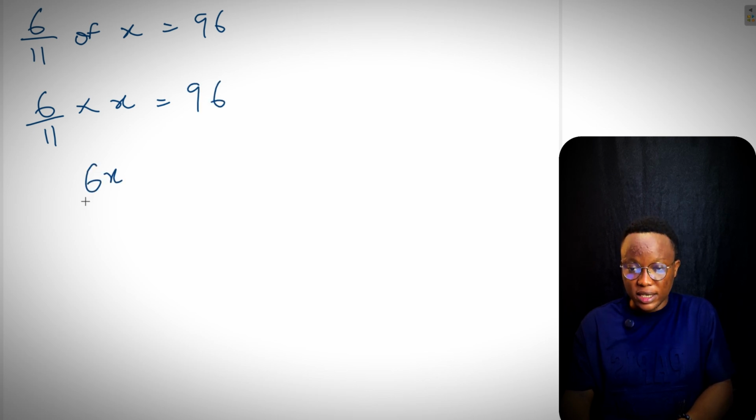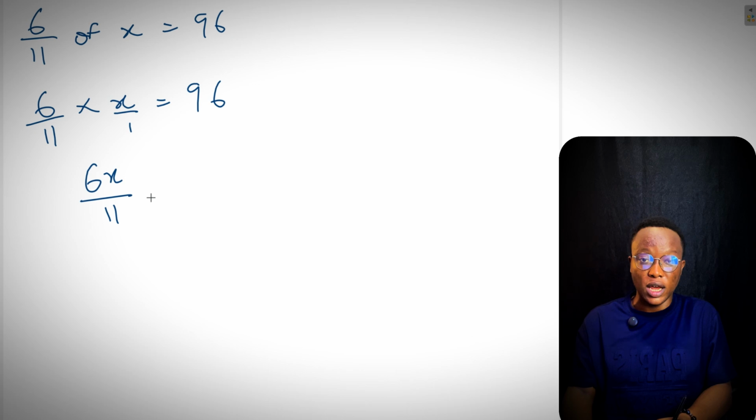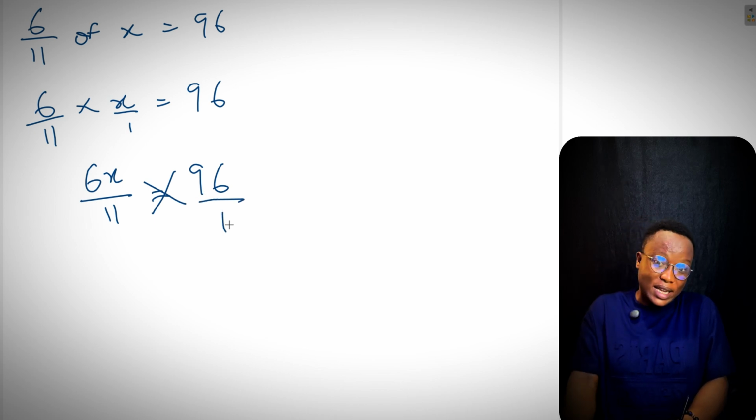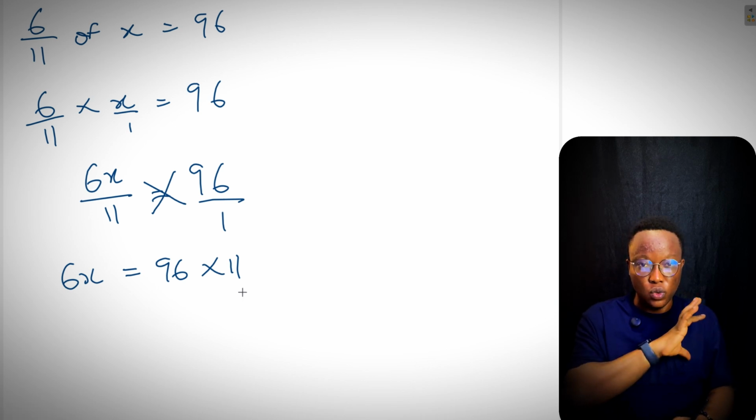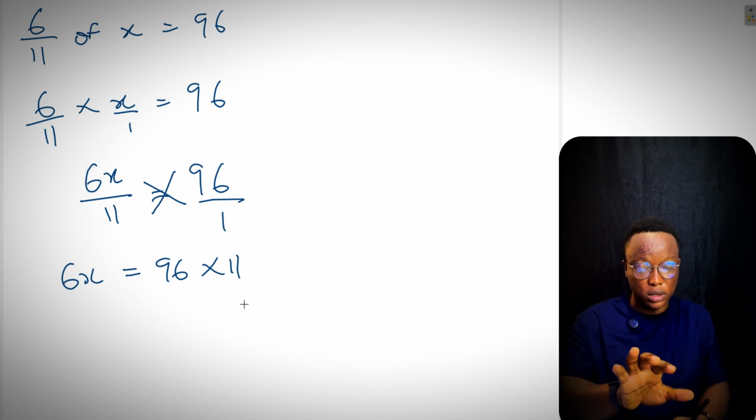So we say 6/11 multiplied by X is equal to 96. This is 6x all over 11. 6 times x is 6x, all over 11. X is basically x over 1, so 11 times 1. So we have 6x over 11 is equal to 96. Then we cross multiply. This is basically 96 over 1 too. So 6x times 1 will give us 6x, and we have 96 multiplied by 11. I'm not going to multiply it yet, so we have a smoother calculation, okay?